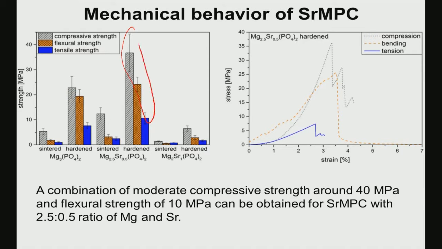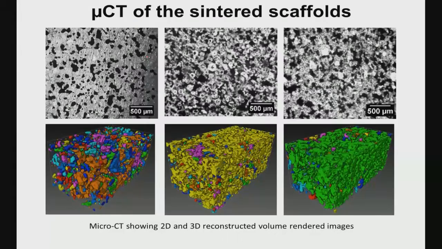Now, from our application point of view, this particular scaffold, Mg2.5 Sr0.5 (PO4)2, so essentially strontium is partially replacing magnesium and therefore occupying the magnesium site. What you see here is that the combination of compressive strength, flexural strength and tensile strength is better than other ceramic materials here, and this is a typical tensile stress response. Now, this is microcomputed tomography data.